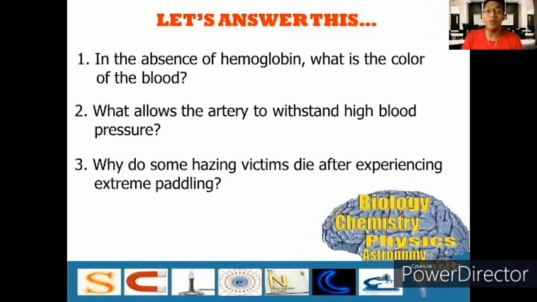Kung napapansin ninyo sa mga balita, yung mga biktima ng hazing ay nagkakaroon ng matitinding pasa sa katawan at minsan sa binte o sa likuran. Ito ay maaaring bunga ng blood clotting. At dahil doon, naapektuhan yung pagdaloy ng dugo at distribution ng oxygen. Muli, ito ay isa lamang sa posibleng rason kung bakit namamatay ang mga biktima ng hazing.